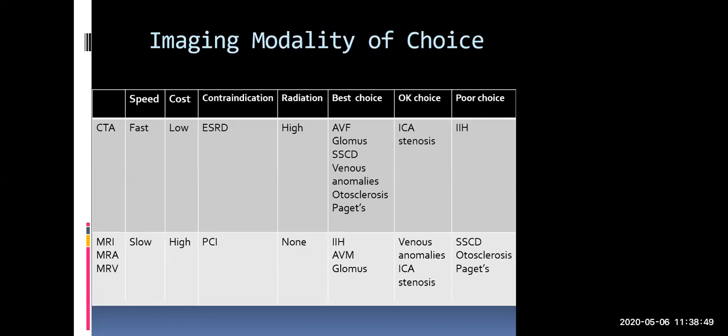For patients that you're really concerned about AVFs, AVMs, glomus tumors, you can certainly order the CT angio or MRI as well. So I'll leave this up for a second for you to study, and these are recorded so you can return back to this to look at the importance of which study to order and when it's best indicated and when it's a poor choice for that study.